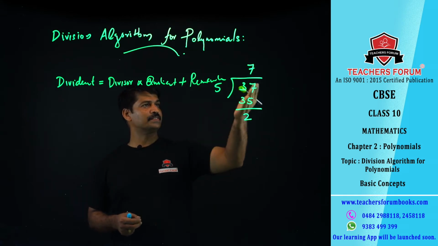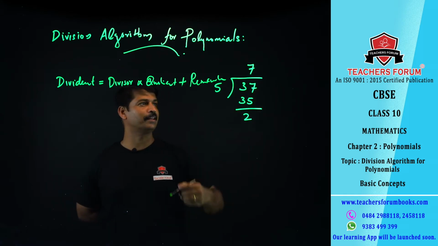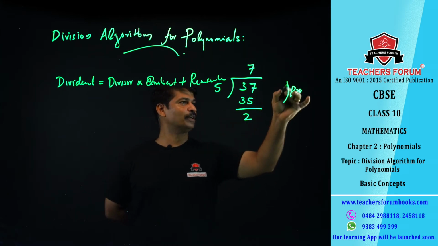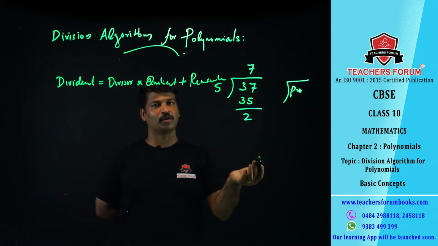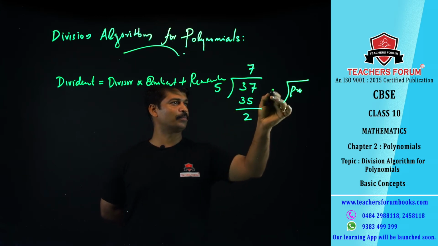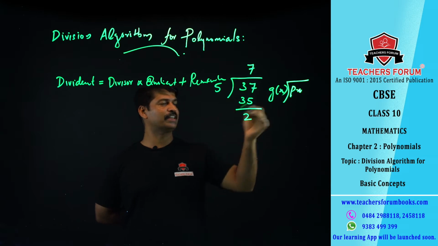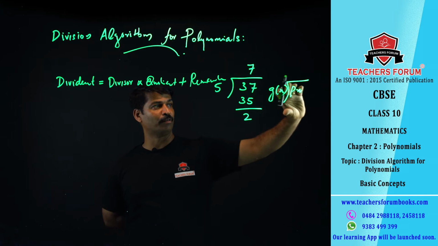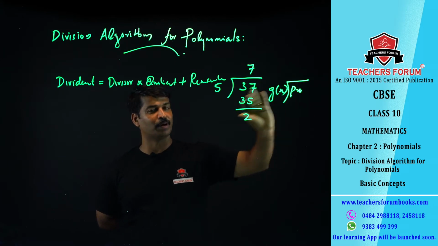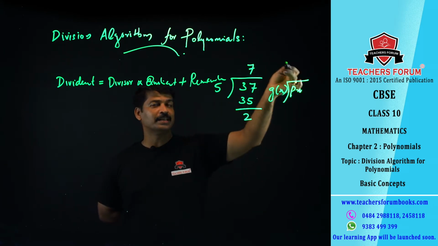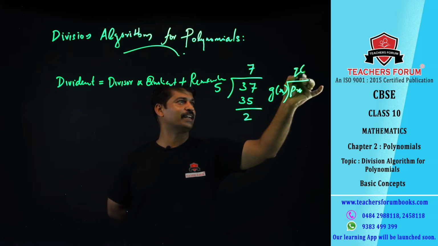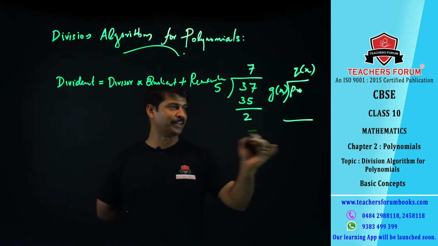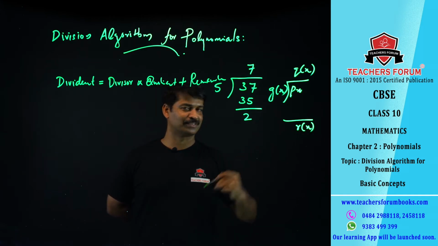Now, instead of 37, if you write a polynomial here, we can call it as p of x. Now, if you divide p of x by another polynomial instead of 5, let us call the divisor g of x. If you divide a polynomial p of x by another polynomial g of x, you will be getting a quotient. Let us call the quotient as q of x. And sure, there will be a remainder. We can call the remainder as r of x.